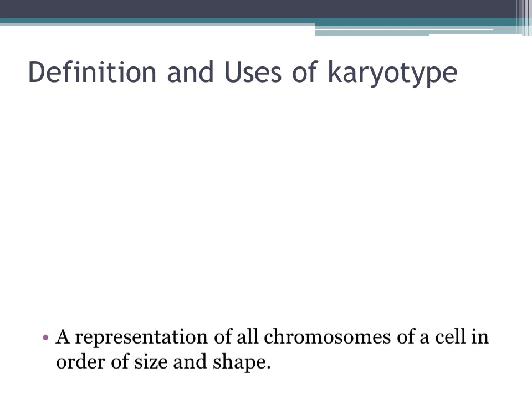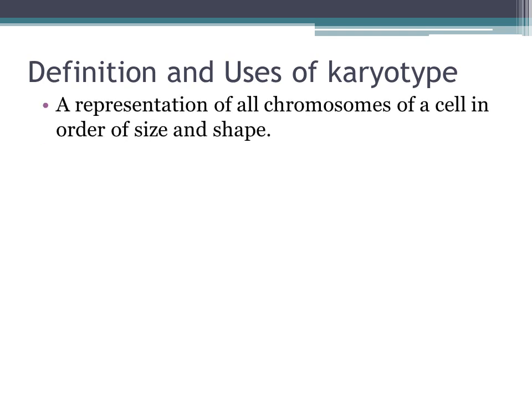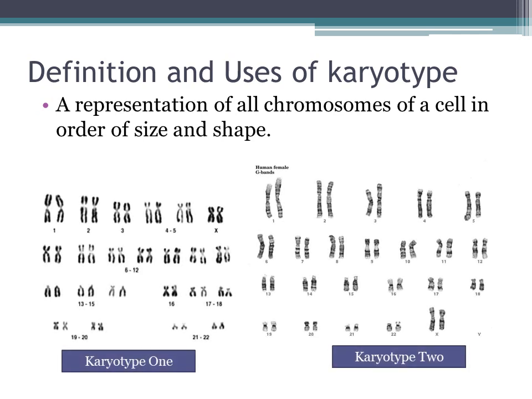So to define a karyotype clearly, we will say that it is a representation of all chromosomes of a cell in order of size and shape. Now we have two karyotypes, which are karyotype 1 and karyotype 2. You can notice that these karyotypes have the same number of chromosomes, but chromosomes of karyotype 1 consist of two sister chromatids, while chromosomes of karyotype 2 consist of one chromatid.